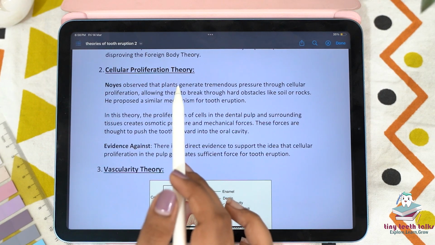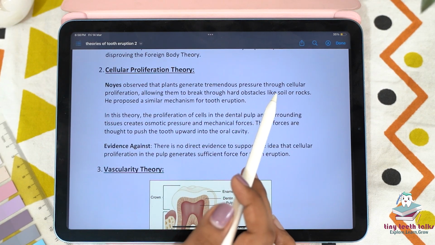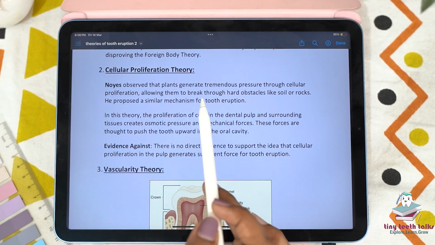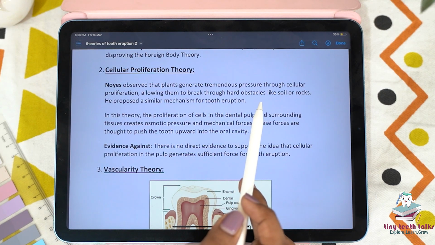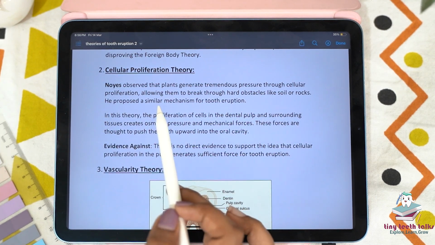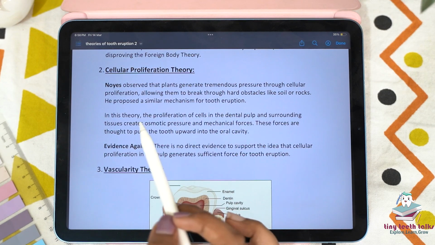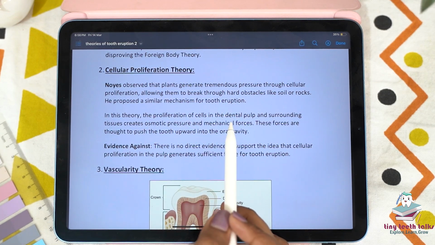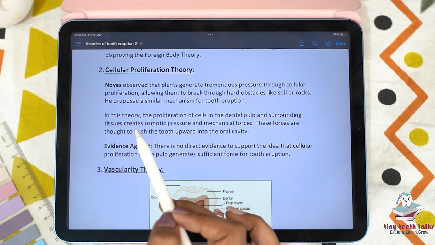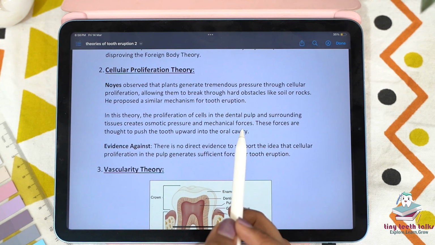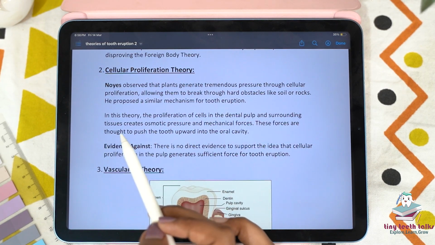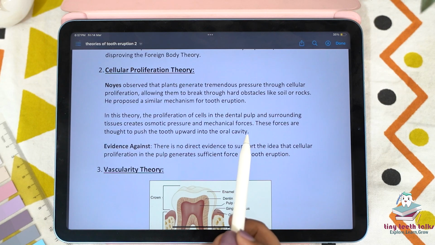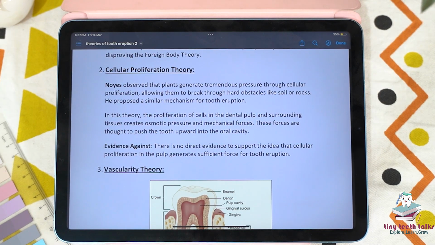Noyes observed that plants generate tremendous pressure through cellular proliferation, allowing them to break through hard obstacles like soil or rocks. He proposed a similar mechanism for tooth eruption. In this theory, the proliferation of cells in the dental pulp and surrounding tissue creates osmotic pressure and mechanical forces. These forces are thought to push the tooth upward into the oral cavity. Cellular proliferation, which is cell multiplication in the dental pulp, creates the osmotic pressure and mechanical forces.